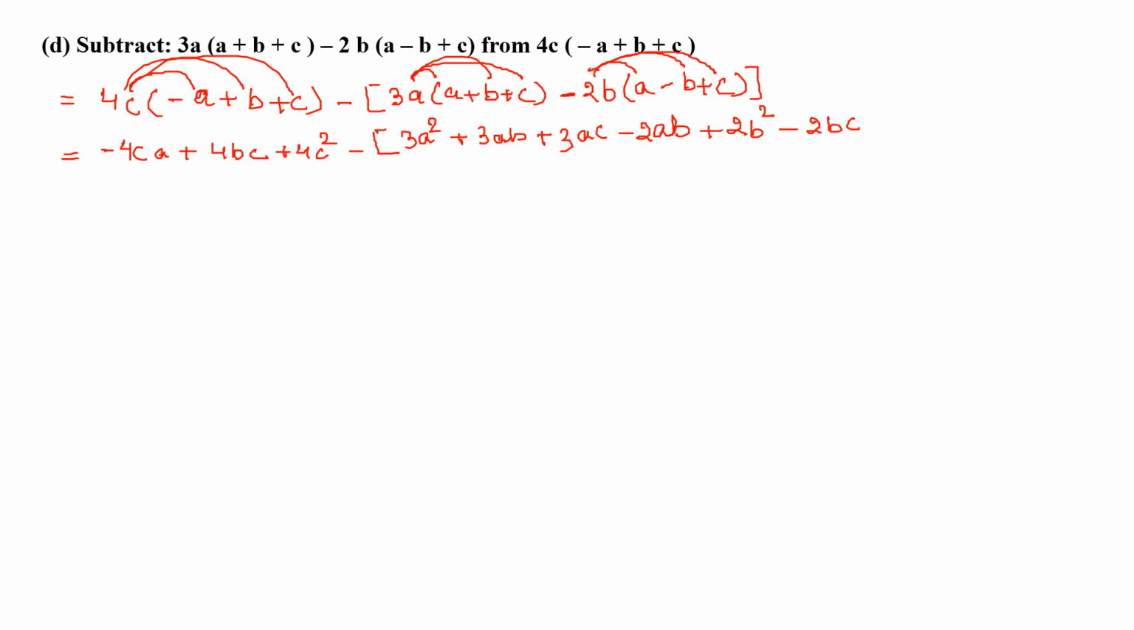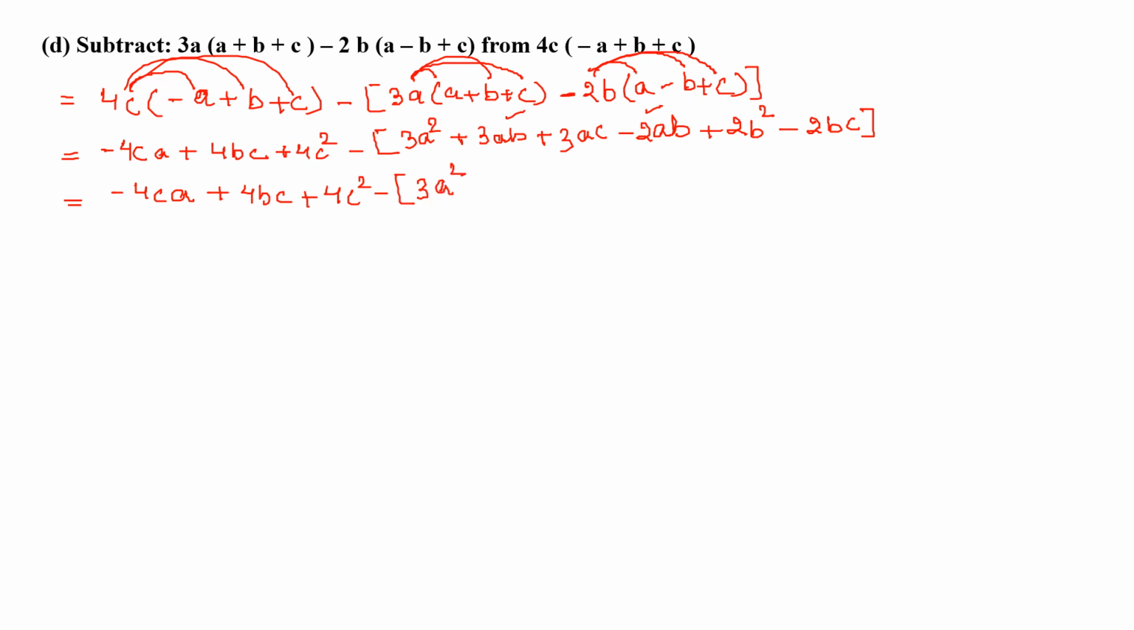So if you can see over here, the sign got changed. Here a was positive, right? When I multiplied, it became minus 2ab. This minus became plus and this plus became minus because outside the bracket there is a minus sign. Now we will see if anything is a like term. I have to combine it. So I can see over here 3ab and minus 2ab both are like terms. I can combine it. So it will be minus 4ca plus 4bc plus 4c square minus 3a square.